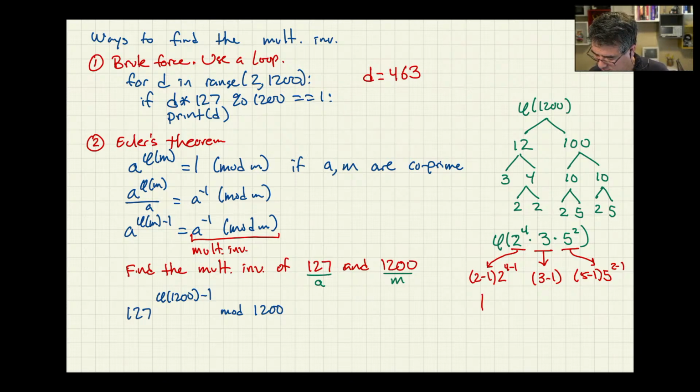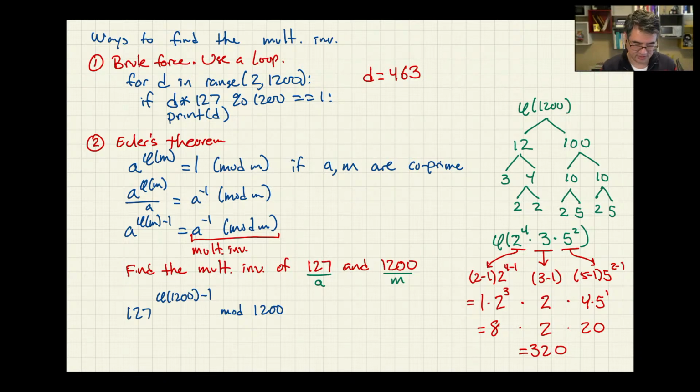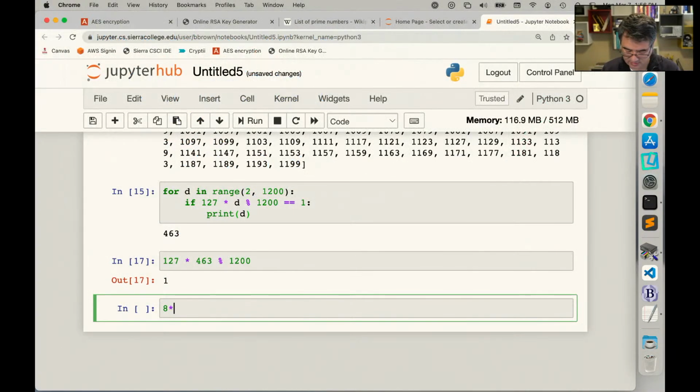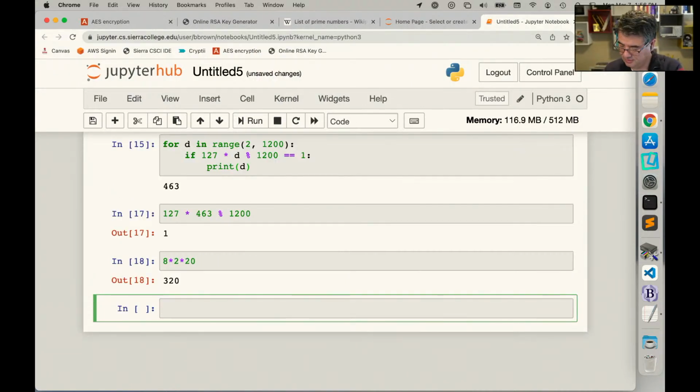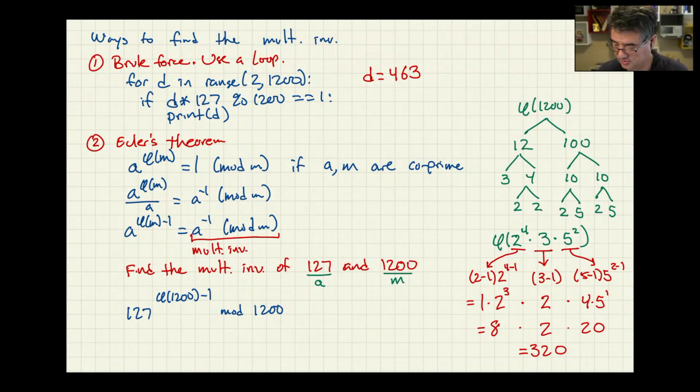All right, so this is 1 times 2 to the 3rd. And then this is 2 in the middle. And then this is 4 times 5 to the 1 power. Whew. So we got 8 times 2 times 20. And let's see, that's 16 times 20. 16 times 20 is 320. Let me just make sure I did that calculation right. So 8 times 2 times 20, 320. Good. So the totient of 1200 is 320.